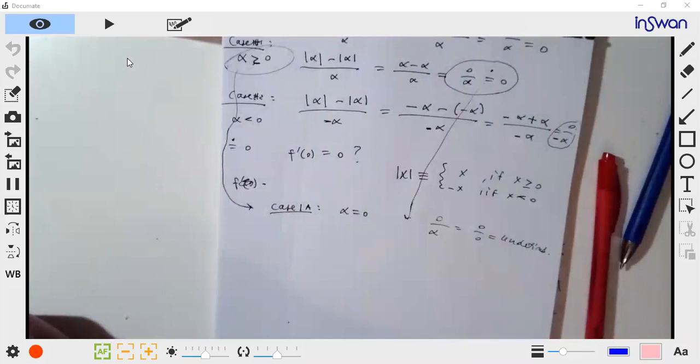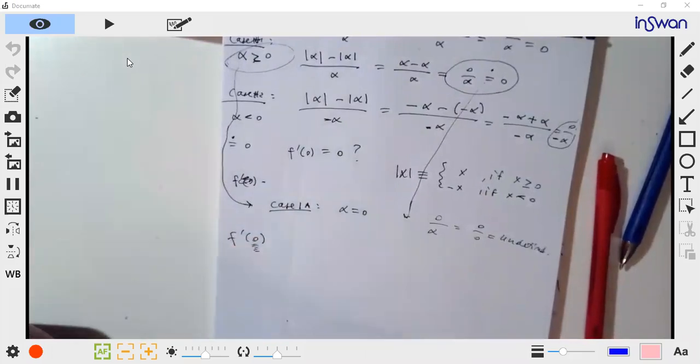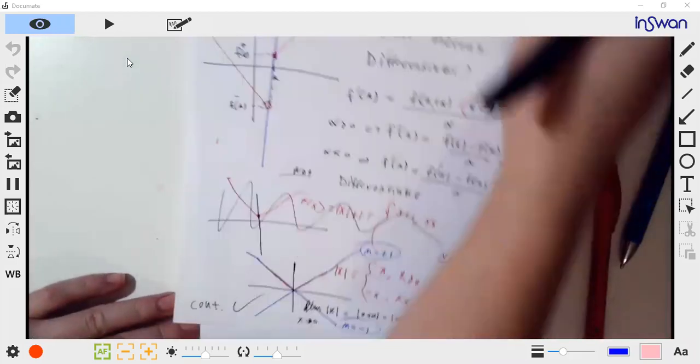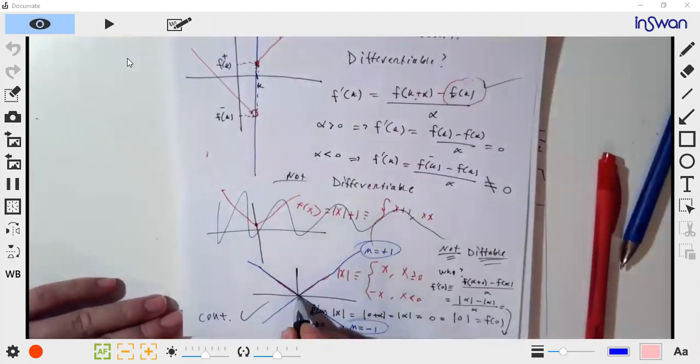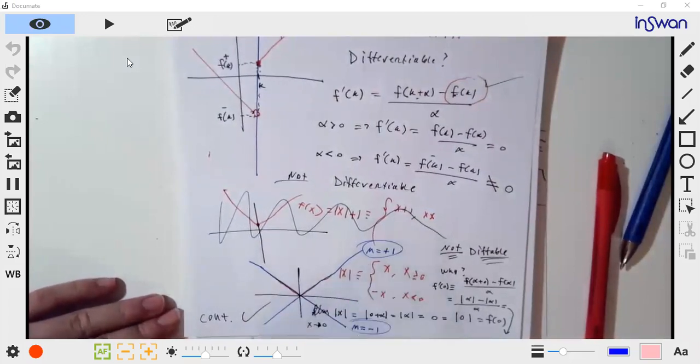So the derivative in general cannot exist because we want to know what is f prime at 0. So at 0, this funny business is occurring. And it's a consequence of this geometrical interpretation of the absolute value function. A little to the left, the slope is -1. A little to the right, the slope is +1.